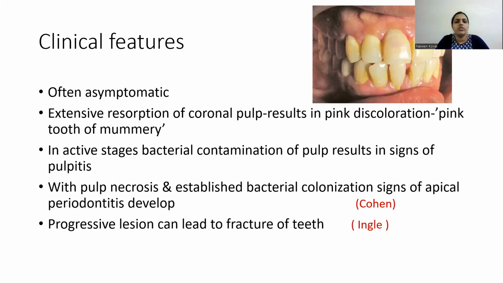So it is known as pink tooth of memory or pink spot. Then in active stages, bacterial contamination of pulp results in signs of pulpitis with pulpal necrosis and establishment of bacterial colonization. Signs of apical periodontitis can develop. And progressive lesion can lead to fracture of teeth according to Engel. So all these are the clinical features for the internal inflammatory resorption.